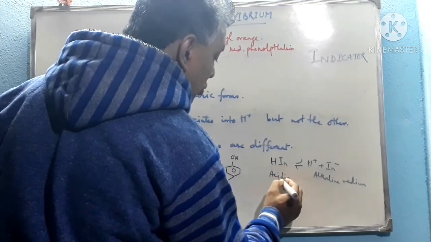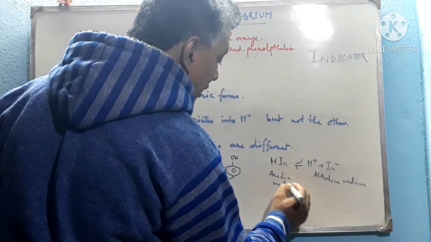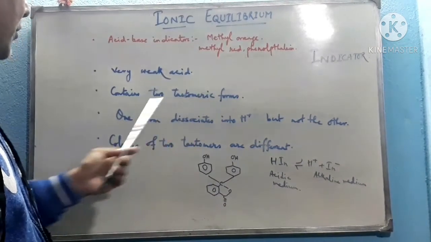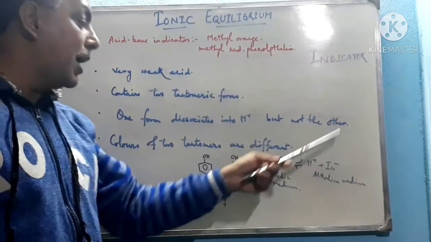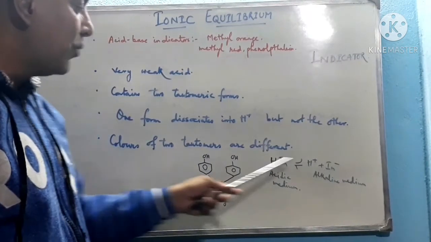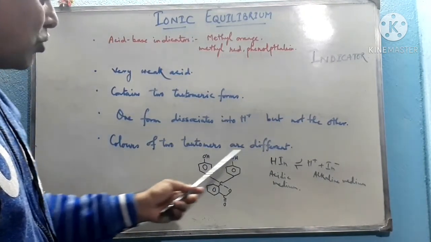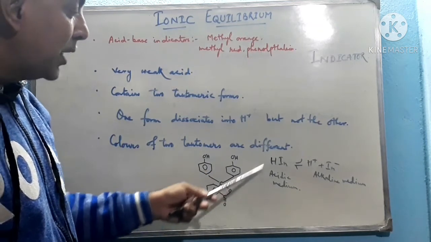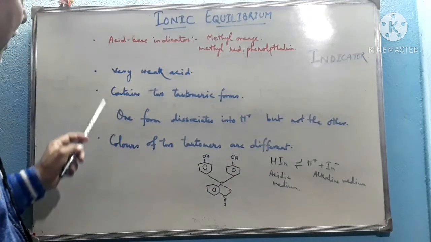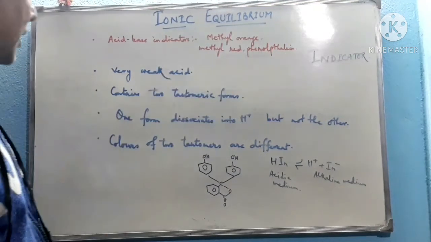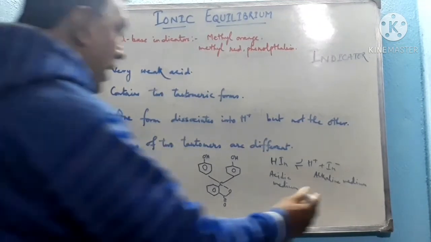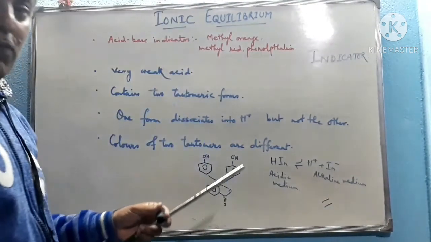So there are two different tautomeric forms, one in the acidic medium and the other in the alkaline medium. One form dissociates into H+ but the other doesn't dissociate; rather it combines to form HIn again. And the colors of the two tautomers are different, so the color in the acidic form will be different from the color in the alkaline medium. So these are the characteristics of acid-base indicators: a very weak acid containing two tautomeric forms, one form dissociates into H+ but not the other, and the colors of the two tautomers are different.